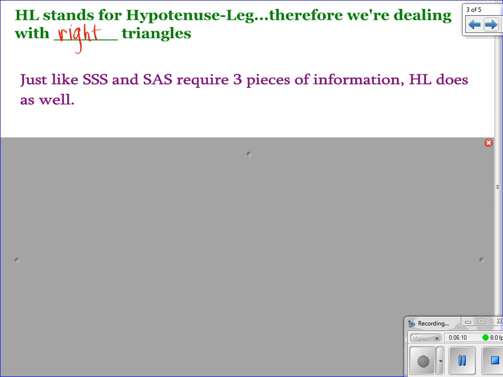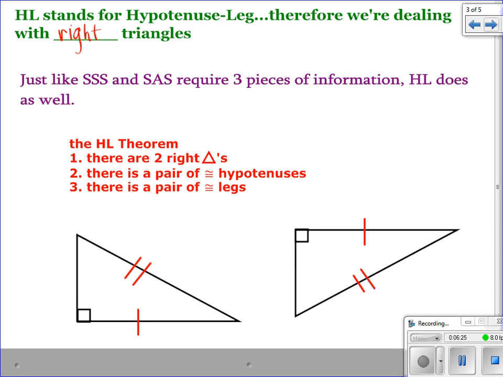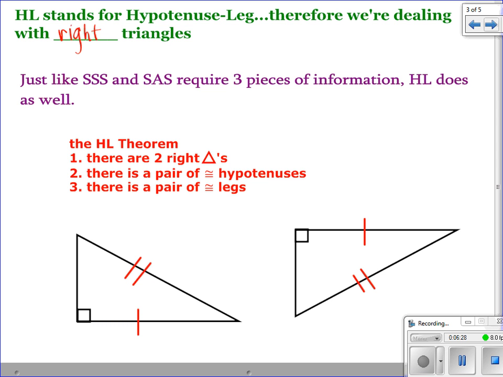Here are the three pieces of information. We need to say that there are two right triangles because it only works in right triangles. We need to have a pair of congruent hypotenuses and a pair of congruent legs. So those are the three things we put dots next to. This would be a picture of what a potential HL problem would look like. Here's our hypotenuses. Here's the leg, congruent to the other leg, and we have right triangles. Remember, the hypotenuse is always the one across from the right angle, the longest side on a right triangle.